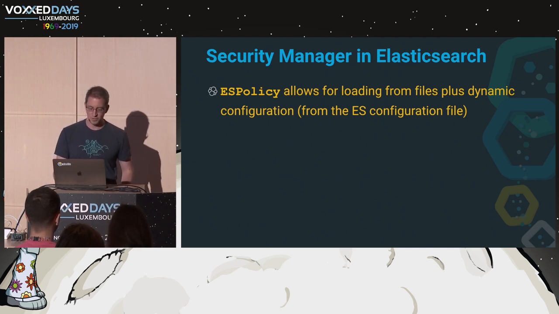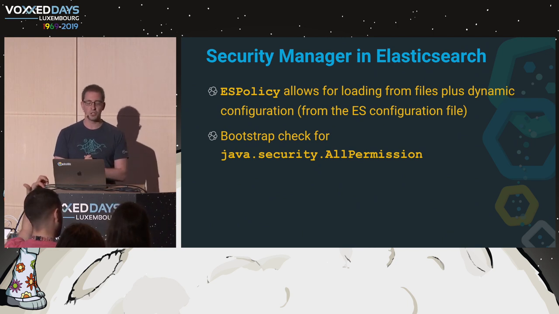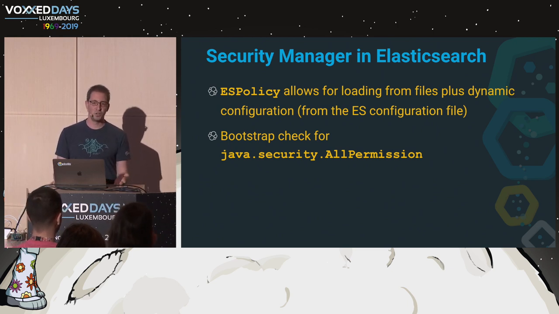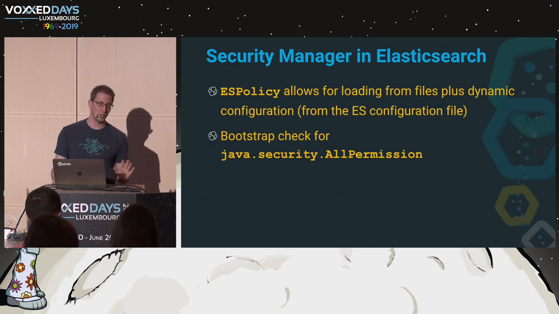And there's one last bootstrap check. There's a special permission within all the security manager permissions, which is called the all permission. It's a great one, because the all permission allows everything, which is bad, right? We don't want Elasticsearch to be run with this permission. So what we do is we have an explicit check on startup, if you, for whatever reason, enabled the all permission, and if you did, we exit. We don't want to run in an insecure mode.